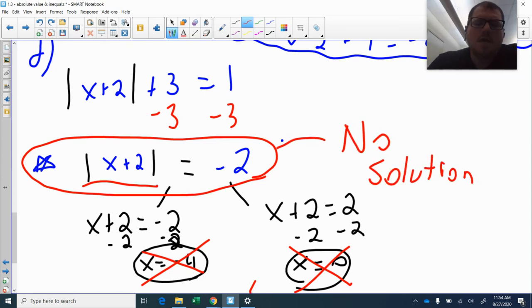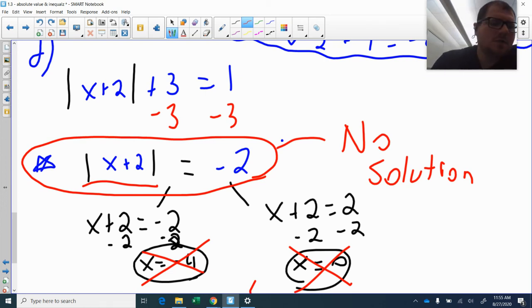Okay? And the key thing here is to look at this and say, okay, why is it no solution? Well, because I have an absolute value on the left equal to a negative number. And that is an impossible situation. That can never happen in math. It's the same thing we brought up before. If absolute value is talking about distance, that absolute value cannot equal negative 2.